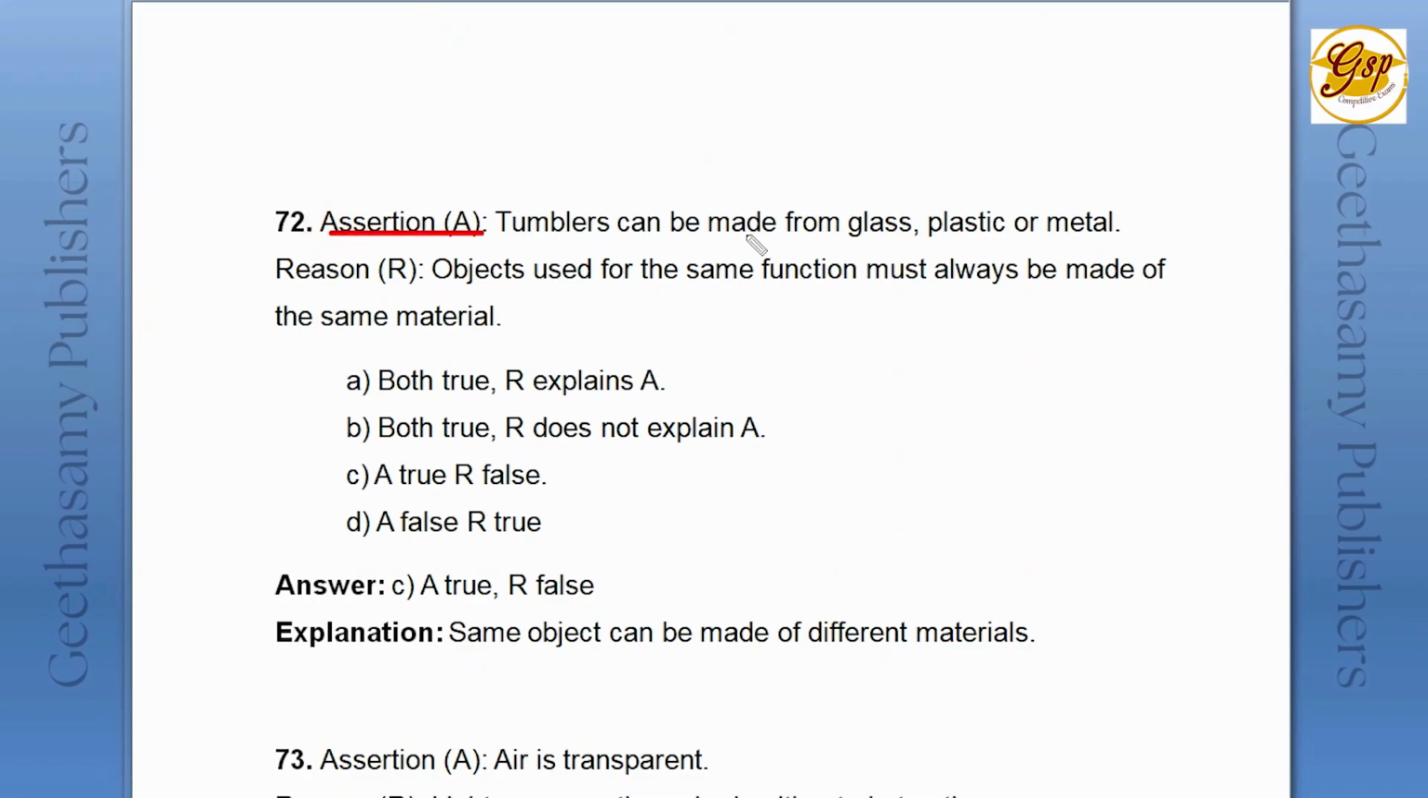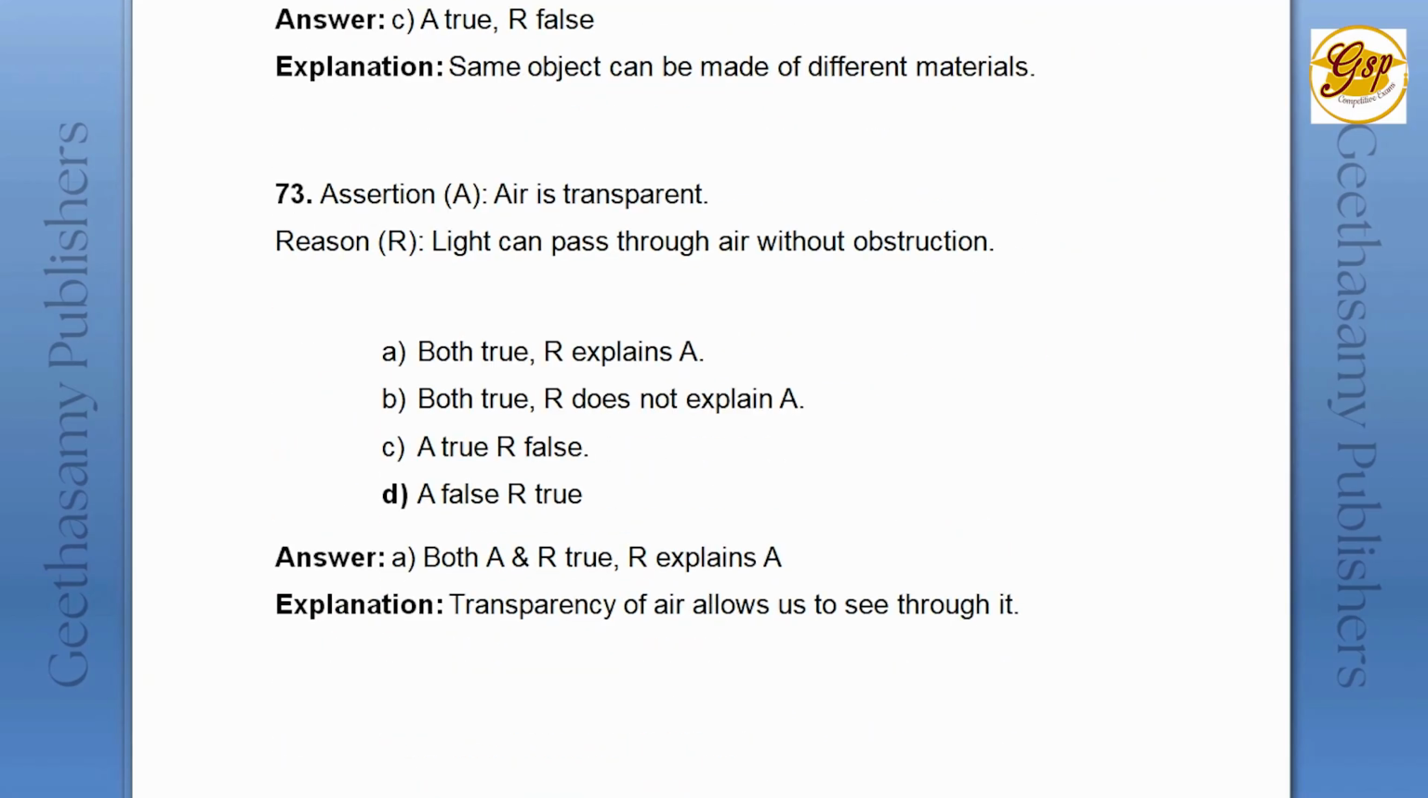Assertion: Tumblers can be made from glass, plastic and metal. Reason: Objects used in the same function must always be made of the same material. Both are true and R explains A, both are true but R does not explain A, A true or false, A false or true. The answer is A is true, R is false. So the same object can be made from different materials. That's true.